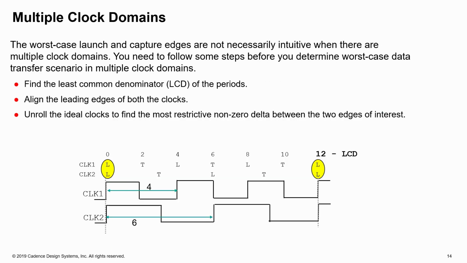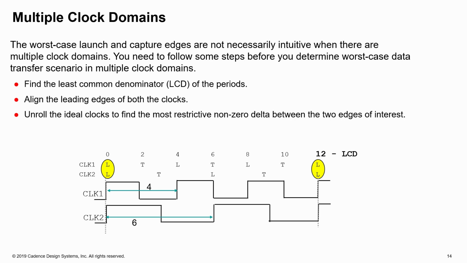When you have multiple clocks in the design and you have data transferring from one clock to another, the worst case launch and capture edges are not necessarily intuitive. So you need to follow certain steps to figure out the worst case data transfer. First, you need to determine the least common multiple of these periods. In the example shown, between clock periods 4 and 6, the LCM is 12.